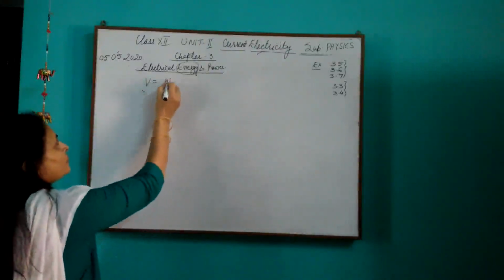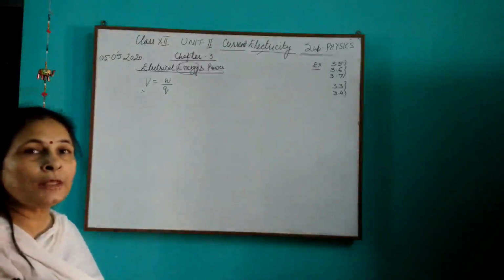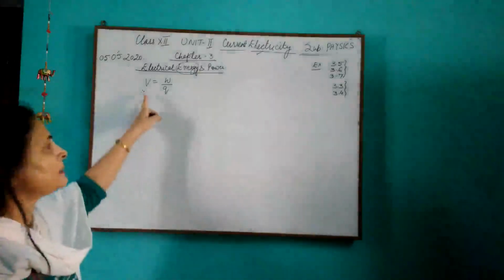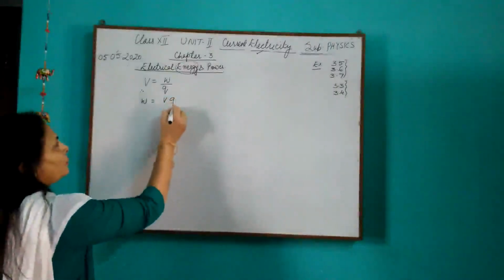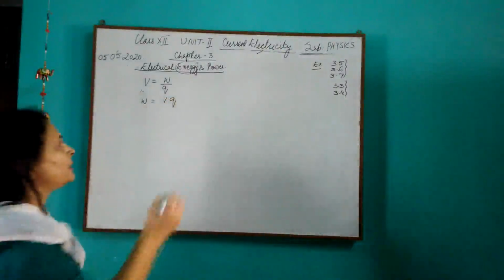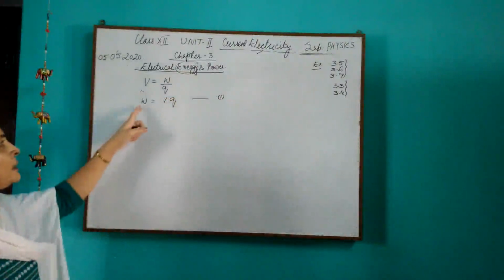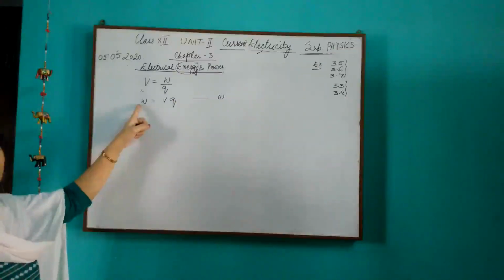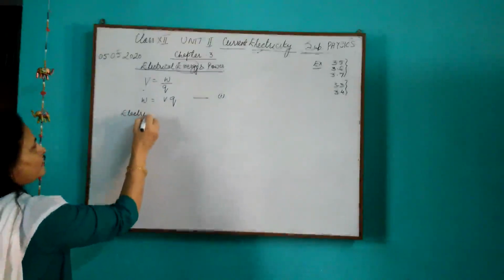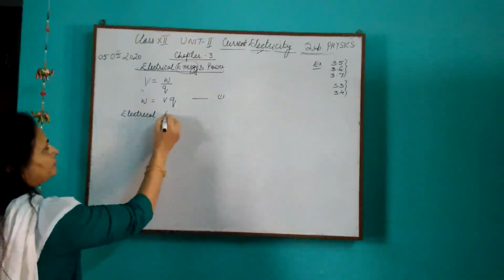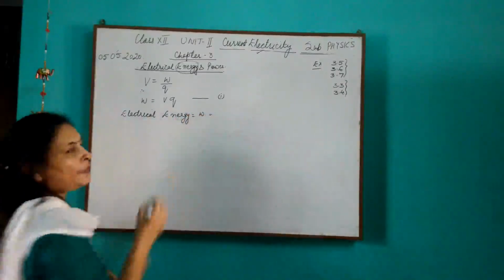V is equal to W upon Q. And now I think every one of you is familiar with this expression. So W will be equal to V into Q. This we can take as equation number 1. And this work done will now be electrical energy. So if I take it as electrical energy, or say energy only, E will be equal to work done, which is equal to VQ.